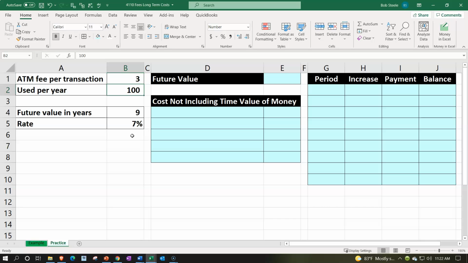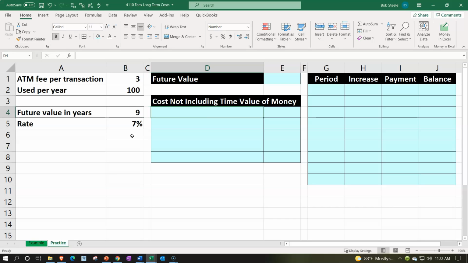Now, if it was a one-time thing, it'd be $3, not a big deal. But if it's a constant thing, and say you do it even 100 times in a year, then how much could that add up to if we were to do it, say, for 9 years? We'll just pick 9 years as the period, and we'll think about it in terms of no time value of money, and then we'll think about the time value of money consequences as well.